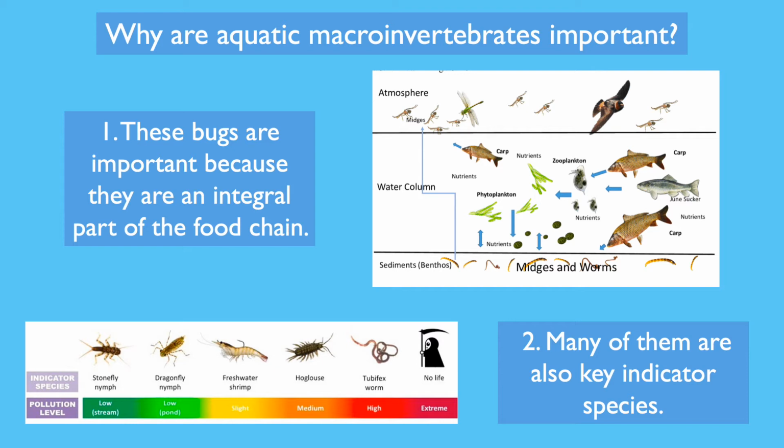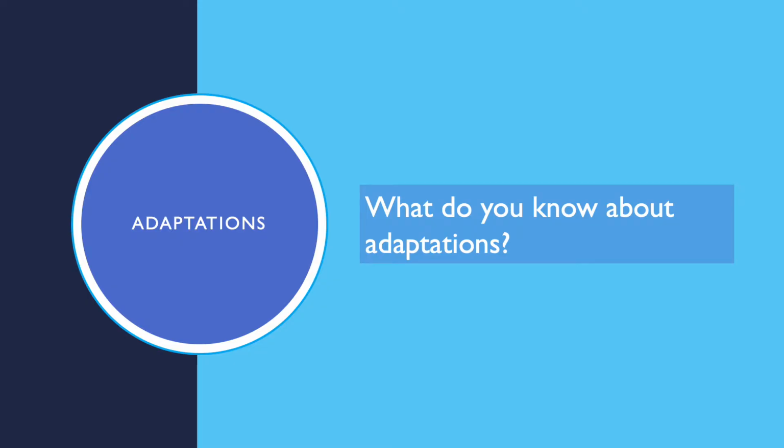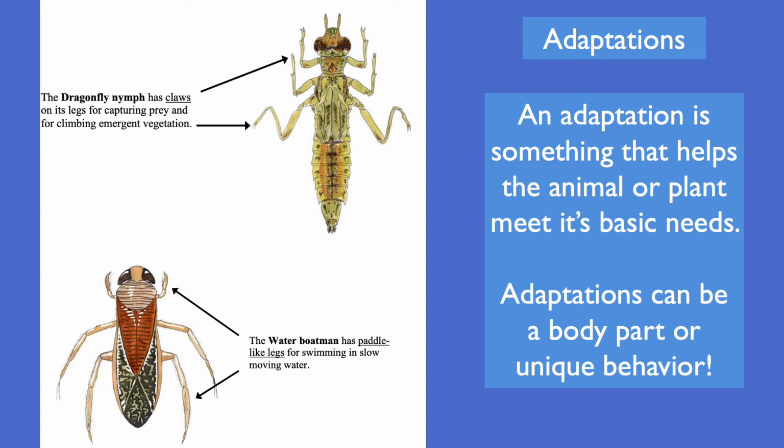If you look at this diagram, you can see that stoneflies are often found in streams where there's a low level of pollution. Every animal or plant has basic needs that they need to meet in order to survive. Basic needs include things like food, water, and shelter. In order to meet these needs, animals and plants have adaptations. What do you know about adaptations? An adaptation is something that helps the animal or plant meet its basic needs. Adaptations can be a body part or a unique behavior.